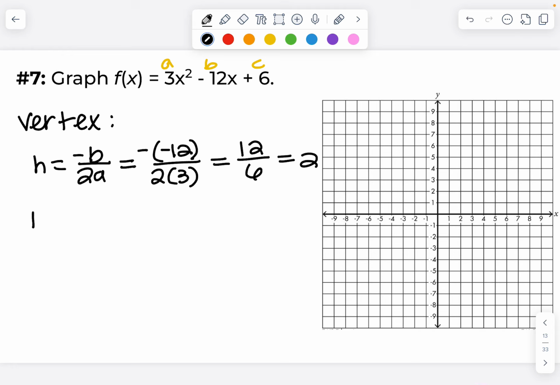Okay, my k, we're going to plug in 2. Okay, so remember 2 is the x value of my vertex. I'm going to plug that into my equation.